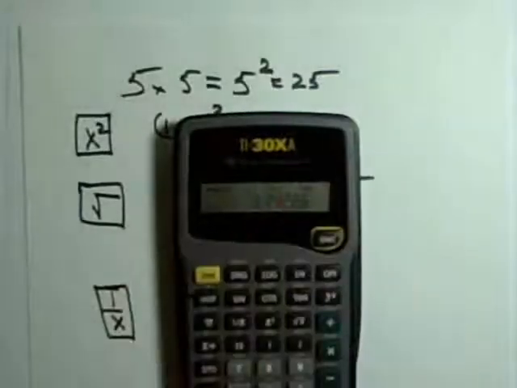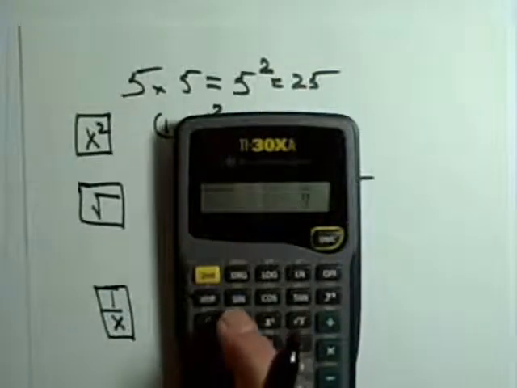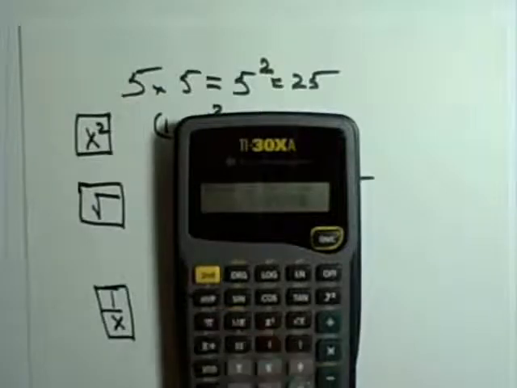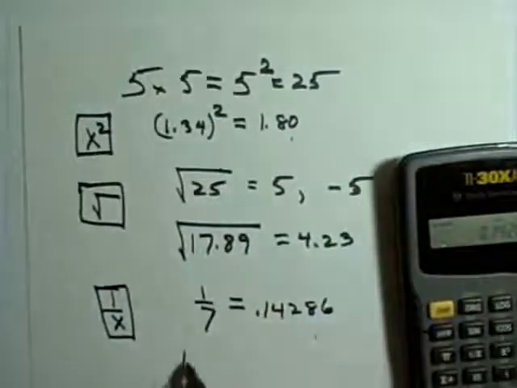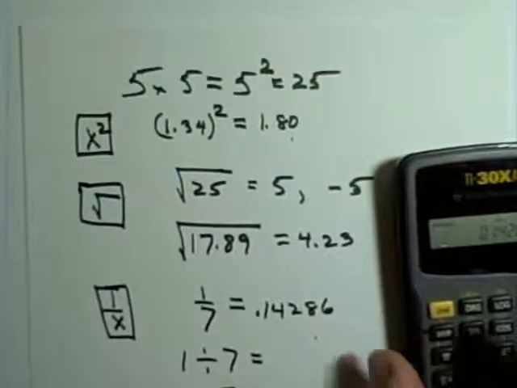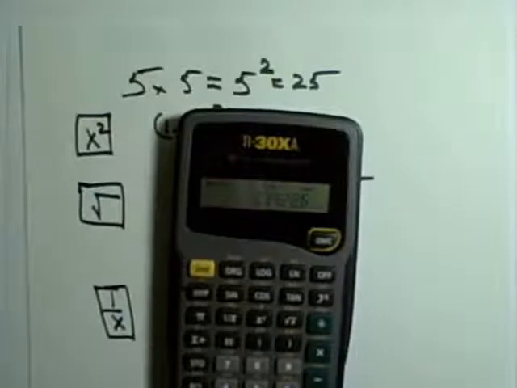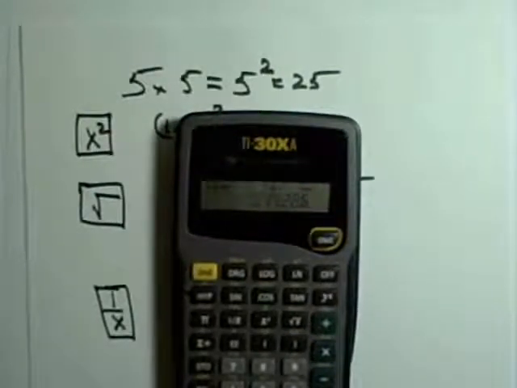Now, there's another way to do that automatically. Enter 7, find the 1 over x key, which is right there. My finger's over it, hit that, and there's the answer, 0.14286. So rather than enter 1 divided by 7 to get the answer, you just enter 7 and hit the 1 over x key, and you get the answer. And that's a matter of convenience, and that's another key that this calculator has to make life convenient.